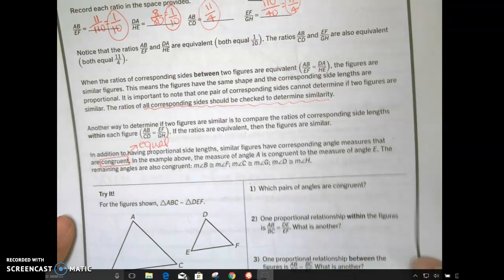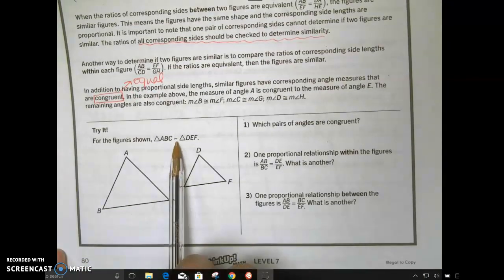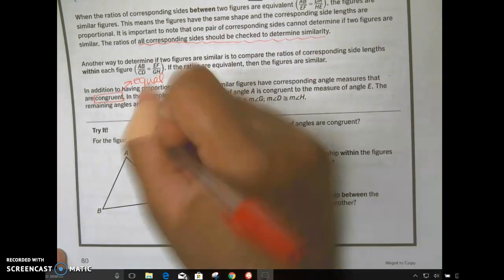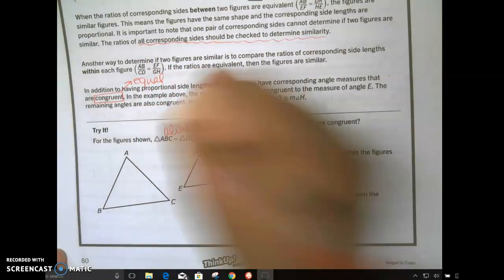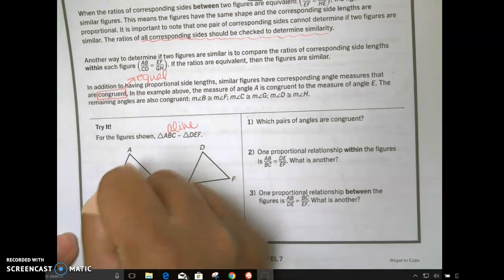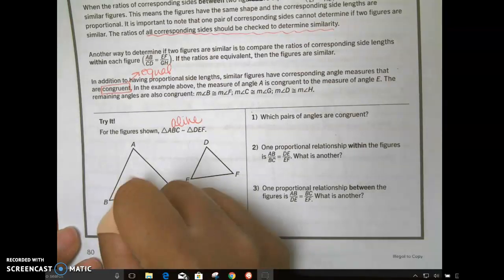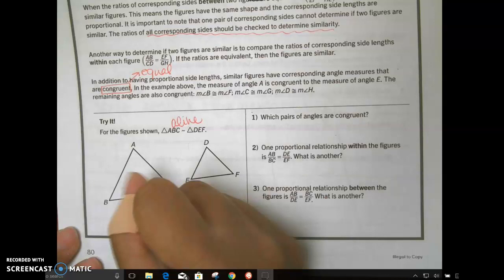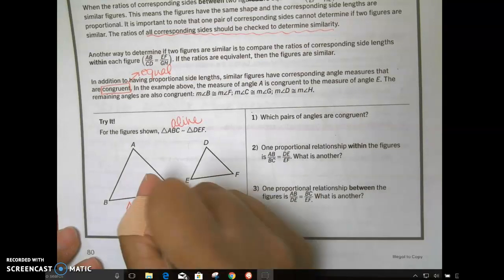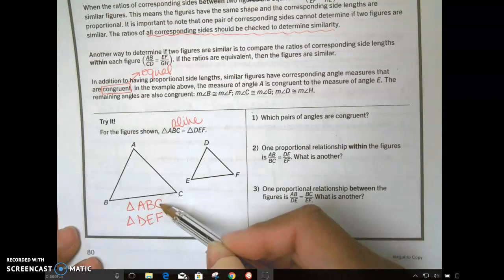So looking down here, I have the figures ABC and DEF. It says they are similar to one another. Are they twins? No, but they are what? Alike. They're alike. Okay? Now I have A, B, and C. Who corresponds to A? What angle? D. Who corresponds to B? And who corresponds to C? A matches D, B matches E, C matches F.